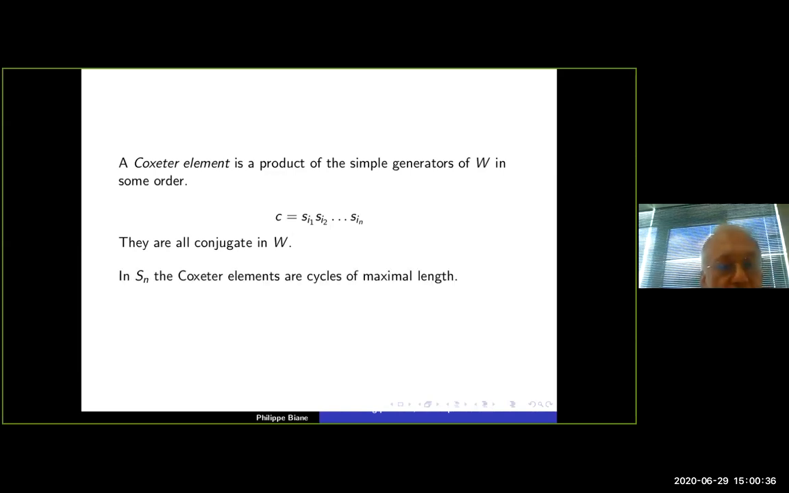And well, in the case of the symmetric group, all the Coxeter elements are cycles of maximal length. But I mean, if you have chosen the simple generators, then you don't get all cycles of maximal length. I mean, some cycles of maximal length do not occur as Coxeter elements.